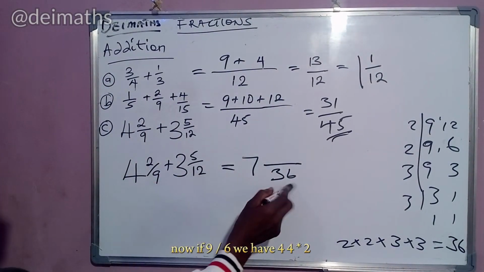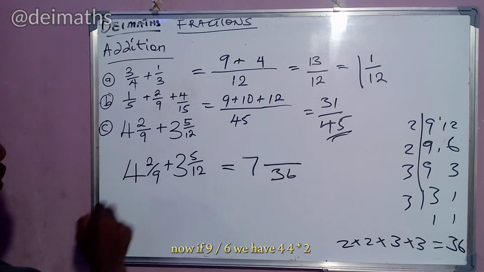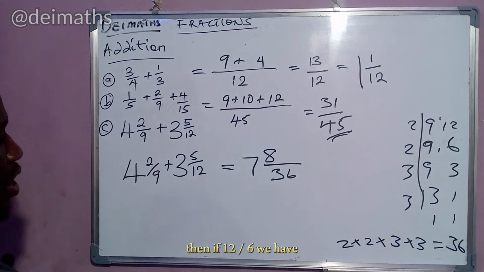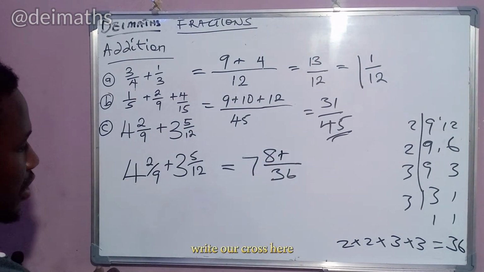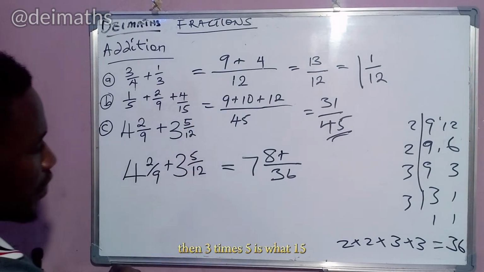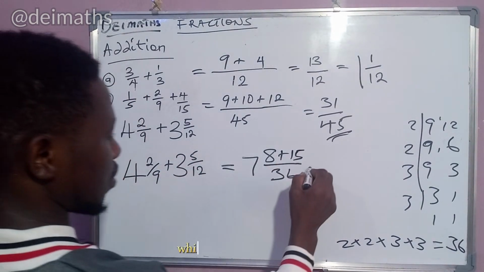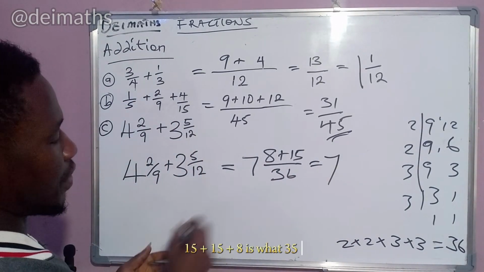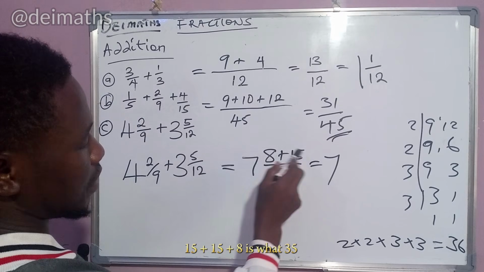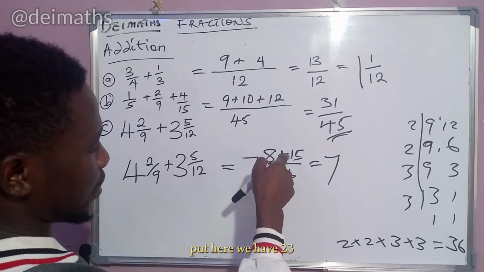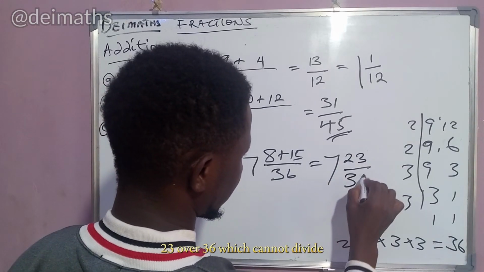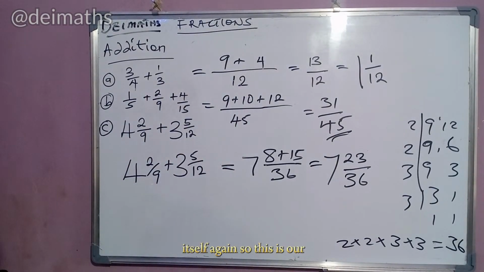Now, if 9 divided 36, we have 4. 4 times 2, we have 8. Then, if 12 divided 36, we have 3. Right across here. Then 3 times 5 is what? 15. Which is 7 whole number. 15 plus 8 is what? 5 is here. We have 23. 23 over 36, which cannot divide itself again. So this is our answer.